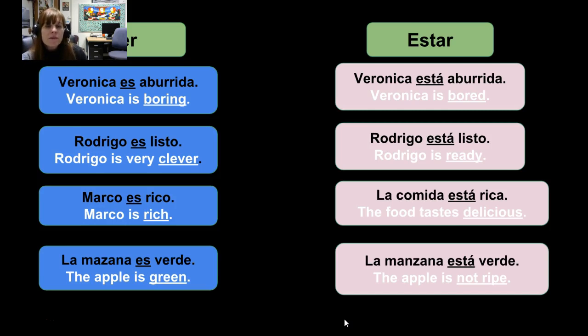Marco es rico. So when you use it with the verb ser, it means rich. La comida está rica. When you use it with the verb estar, it means the food is delicious. La manzana es verde. The apple is green. And when you use the word verde with estar, it means not ripe. And so it's really important to know, because that's a big deal that these words change so much. So that's what can make Spanish so complicated, just like any language, that there's a lot of different ways that things can be said.